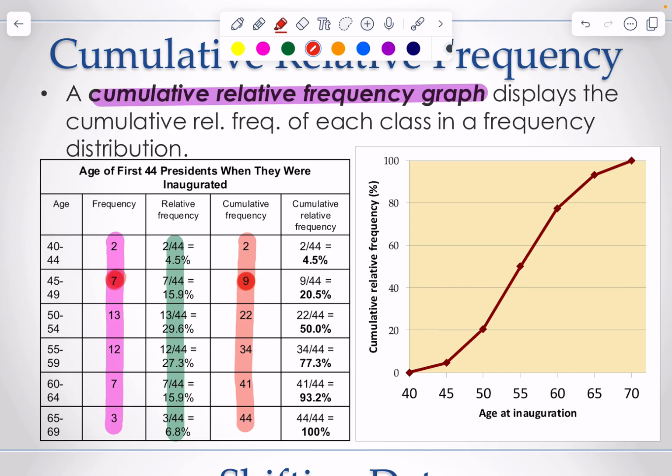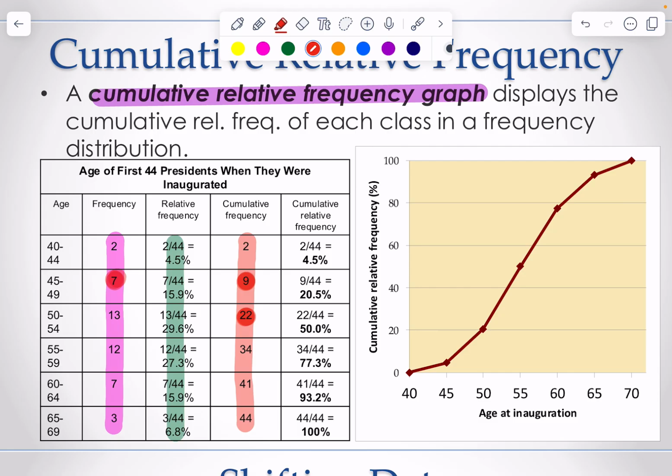And then when I go to my next class, 13 more presidents were inaugurated between 50 and 54 years of age. But on cumulative frequency, we're looking at 22 total presidents inaugurated at the age of 54 or earlier. So it's just keeping track of a running total: how many individuals up to that point have been accounted for.